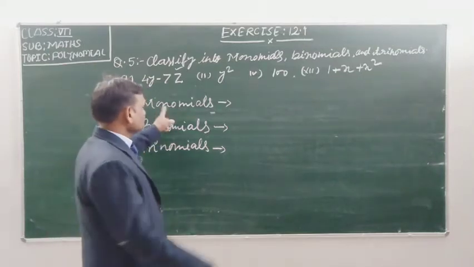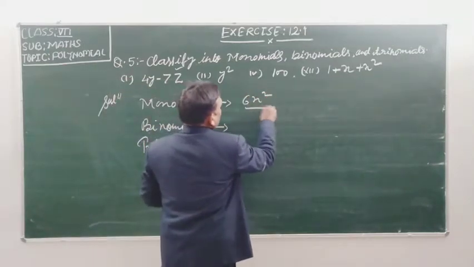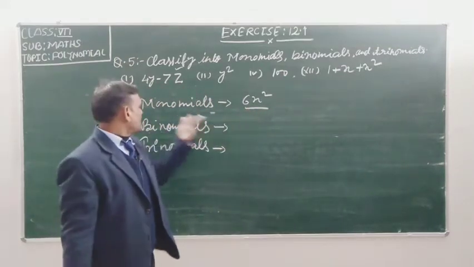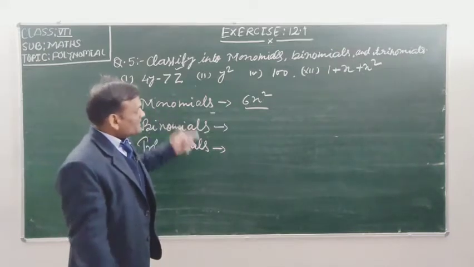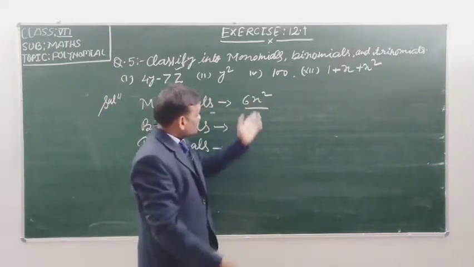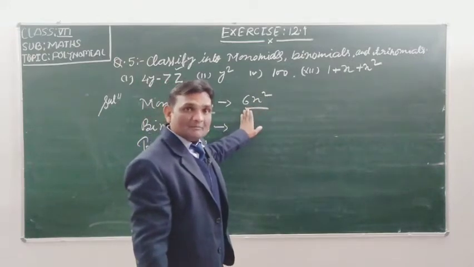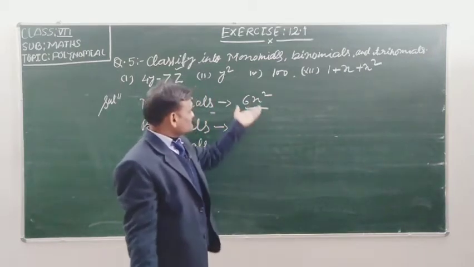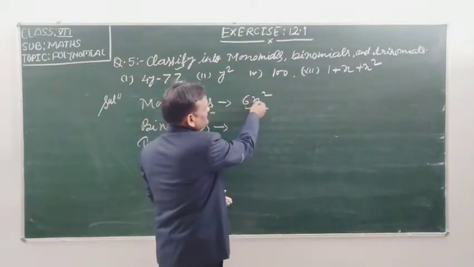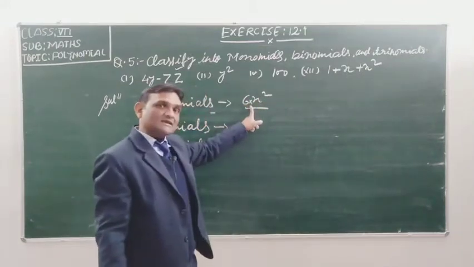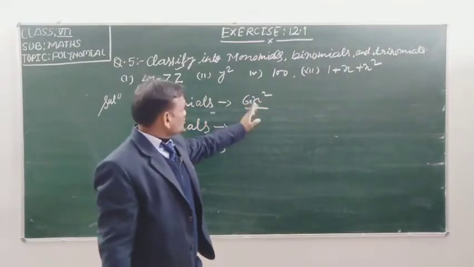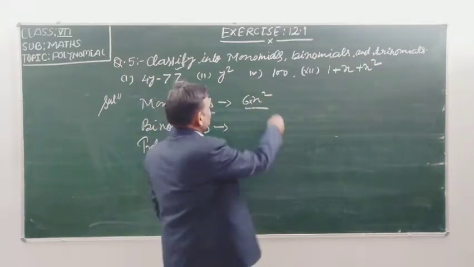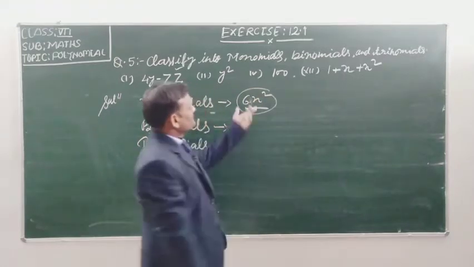Like student, monomials: 6x square. This is the example of the monomials. Because this is the expression. Why? Because it is made by the combination of variable, constant and mathematical operation. But you can ask, where is the mathematical operation used? Yes, student. There is no sign between 6 and x. So you will understand about the multiplication sign. So this is an algebraic expression, and this algebraic expression has only one term, 6x square.